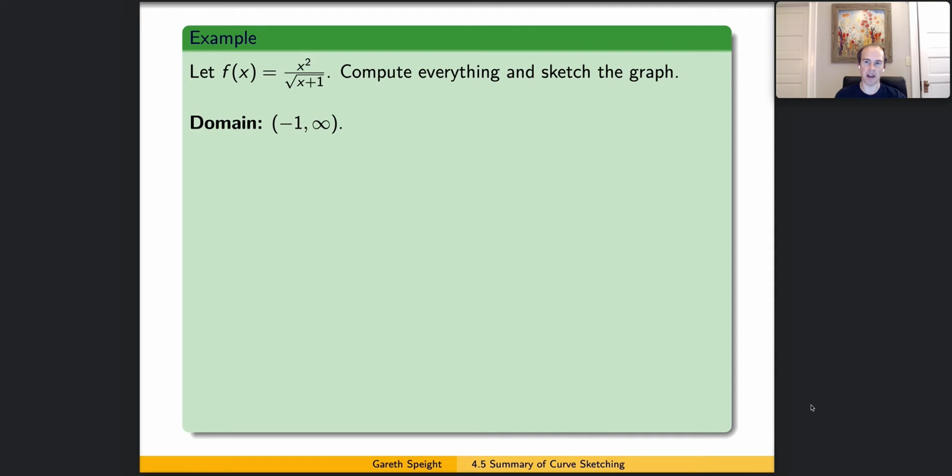So we need to make sure x is not equal to minus 1. Okay, so just to say that again, we need to make sure that we're taking the square root of something positive. So x has to be bigger than or equal to minus 1. And then we can't divide by 0. So in fact, x has to be strictly bigger than minus 1.